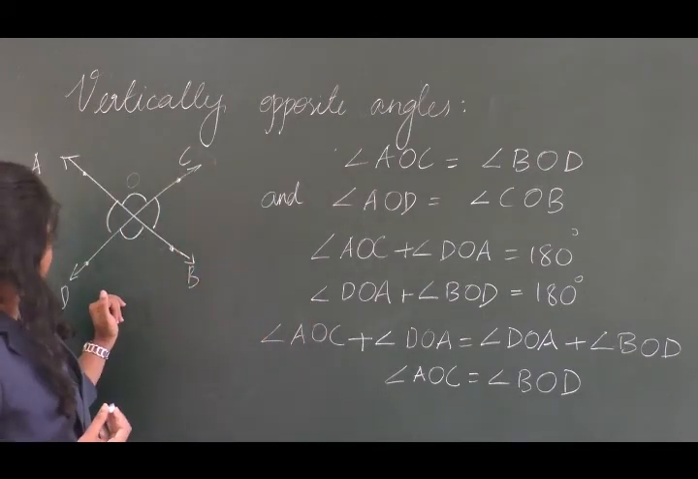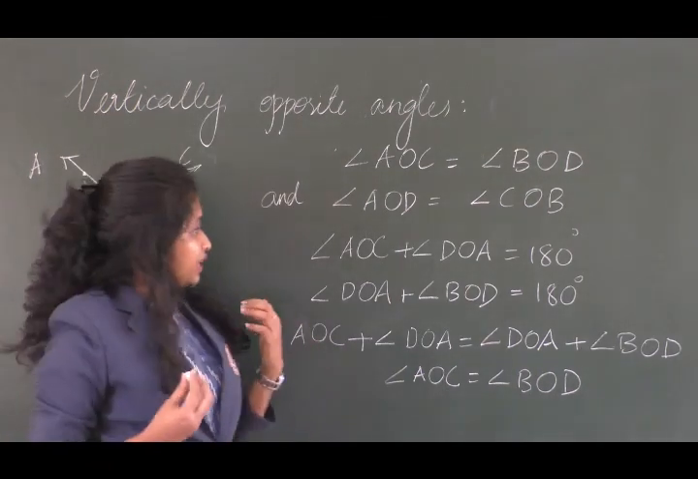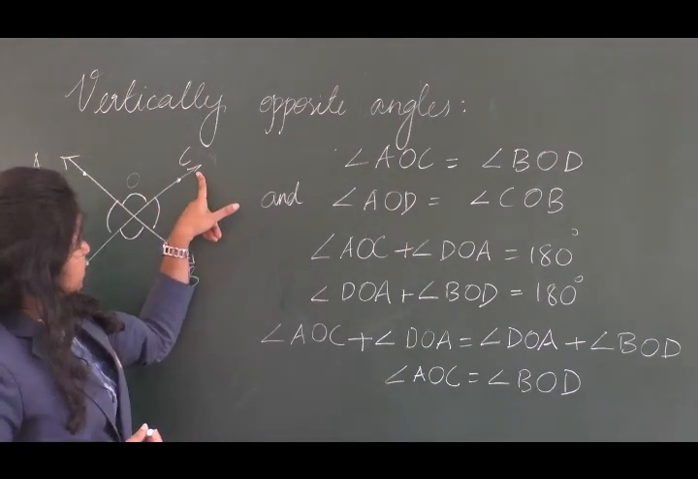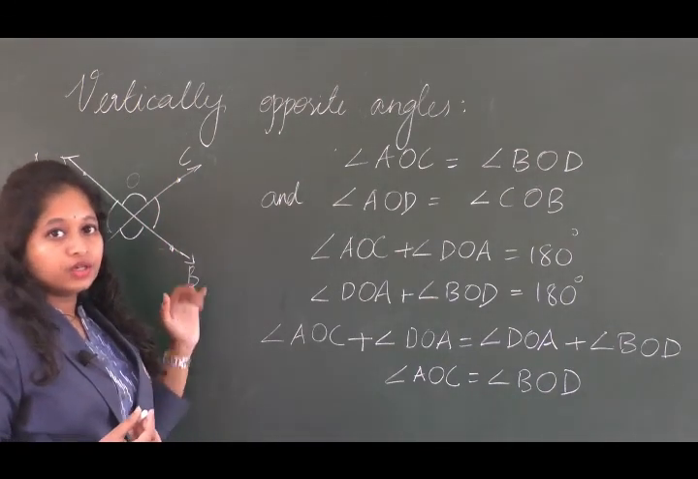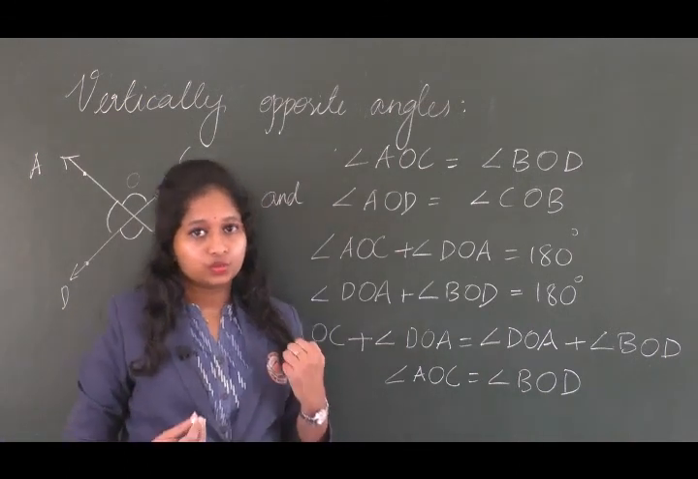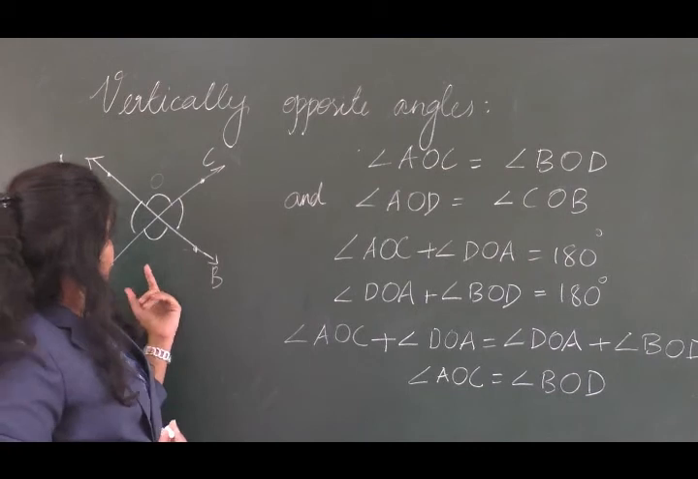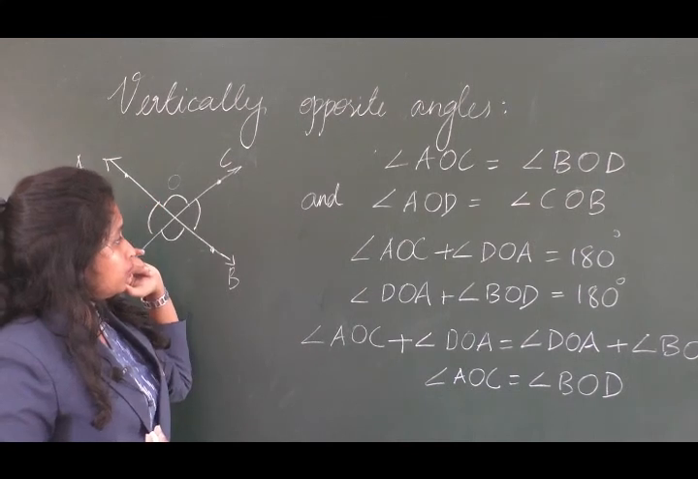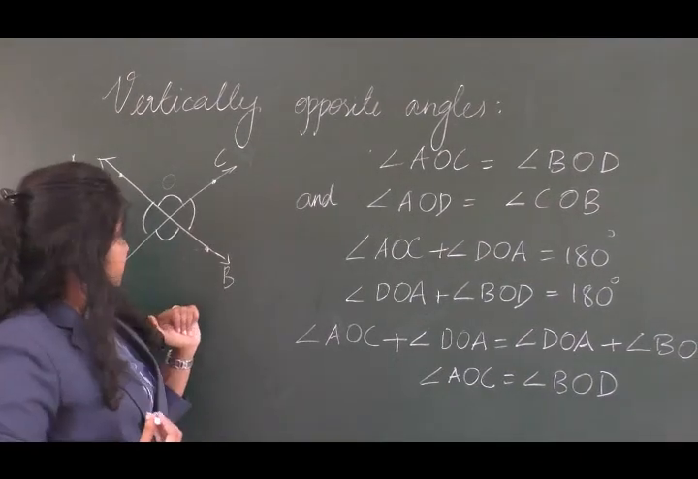Here if you notice, this is a straight line, this is also a straight line, and now angle AOC plus angle DOA, both of these angles, the angle sum is equal to 180 degree. Why? Because CD is a straight line. So angle DOA plus angle COA or angle AOC is equal to 180 degree.